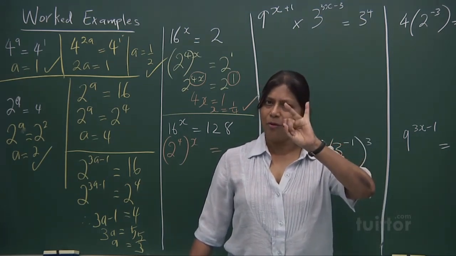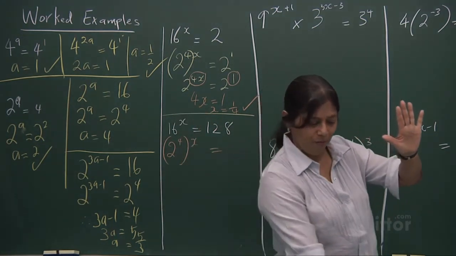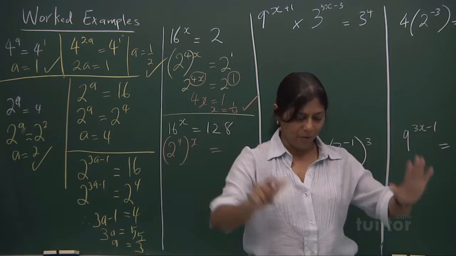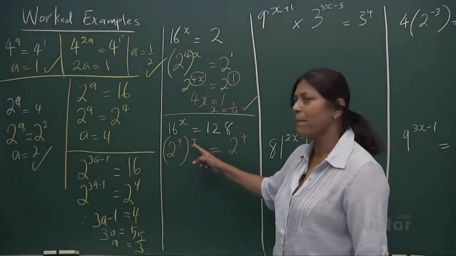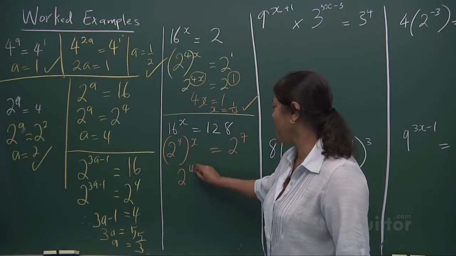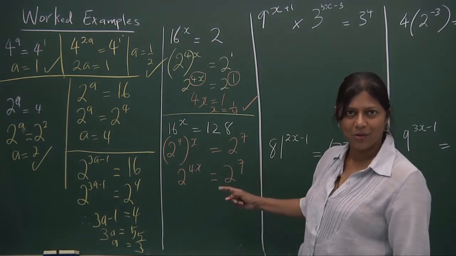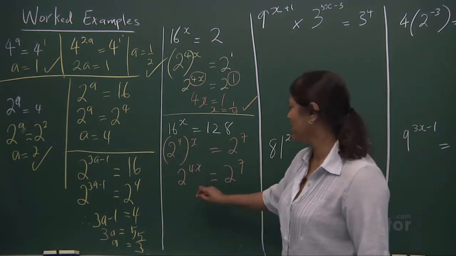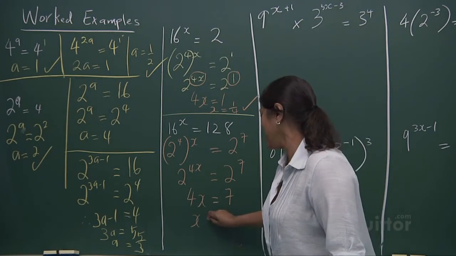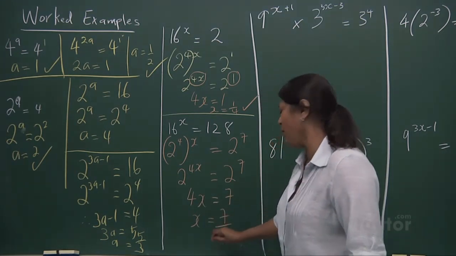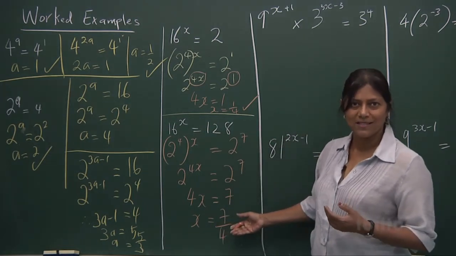2, 4, 8, 16, 32, 64, and 128 is 2 to the power of 7. So 128 is 2 to the power of 7. Power, power. We multiply them up. 4x is 2 to the power of 7. You can see that the powers are equal because they're both 2. So you can say that 4x is equal to 7 and x is 7 over 4. You can express it as a mixed number, 1 3/4.